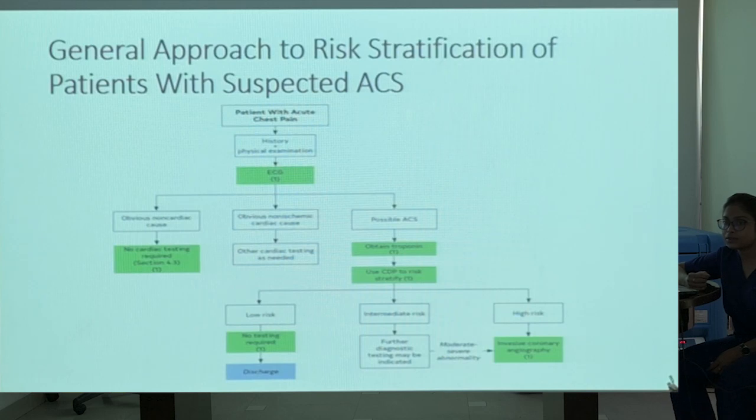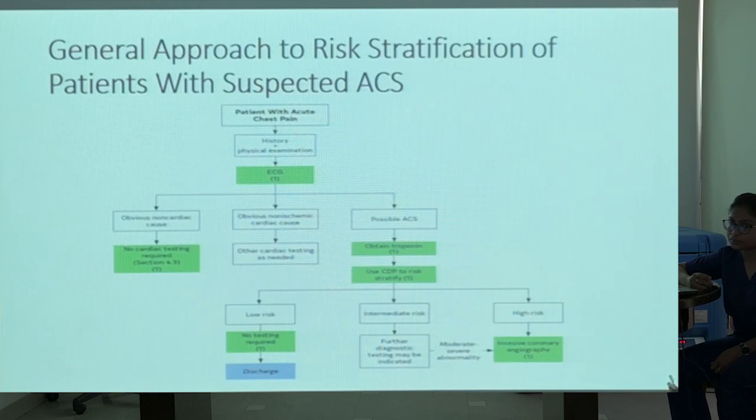Intermediate risk is where the high risk features are not there. These are all for non-ST elevation. Be very clear. STEMI is a separate pathway. STEMI pathway, basically you find STEMI, you reperfuse. So chest pain, ECG showing ST depression or normal or near normal ECG, then how will you try to decide whether this is high risk, intermediate risk or low risk.